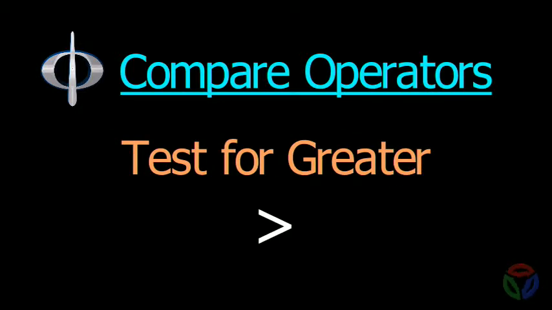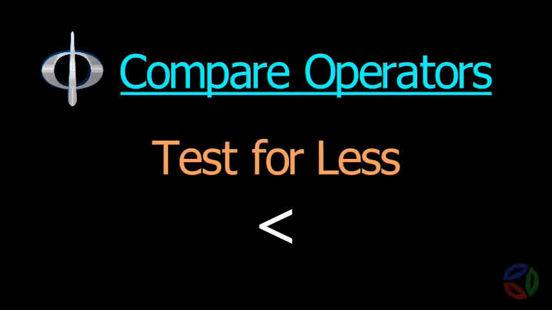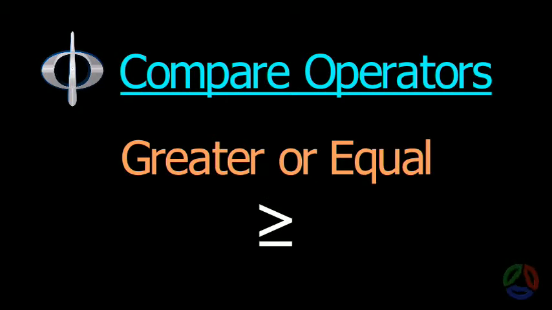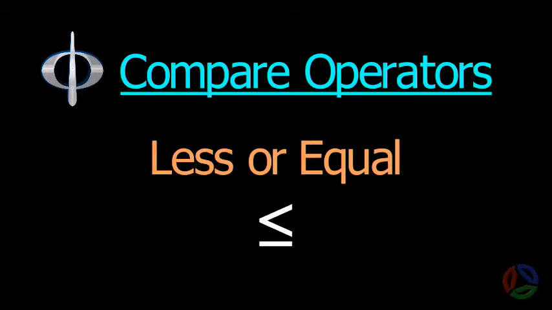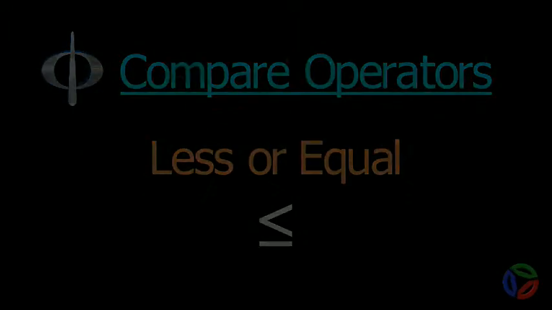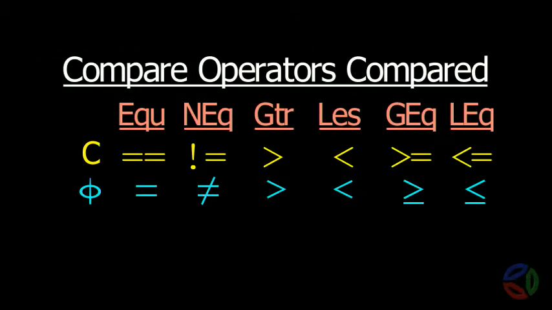Continuing on, the test for greater than operator is the ASCII greater than symbol as it is in C. Likewise, the test for less than operator is the ASCII less than symbol as in C. The test for greater than or equal compare operator is the Unicode greater than or equal character. And finally, the test for less than or equal compare operator consists of the Unicode less than or equal symbol. So this table lists the 6 comparison operators in C and phi.